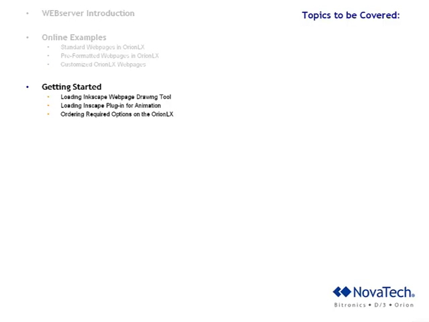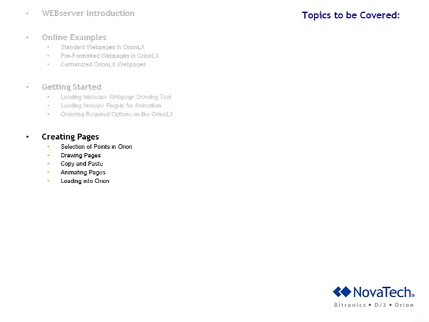Talk about the steps to get started, loading in the SVG editor called Inkscape, how to load that in, and also the plugin that is provided that simplifies the animation. Cover the options that are required to do WebServer customized graphics on the OrionLX. Then we'll create some pages, go through the steps, selecting the points, drawing, copying, pasting, etc. And then of course the animation and loading the pages.